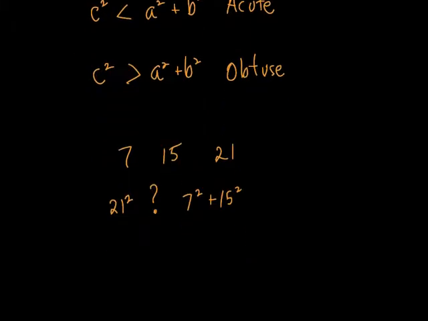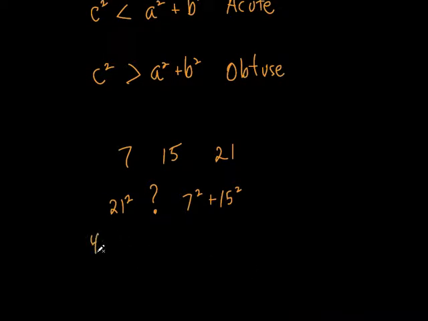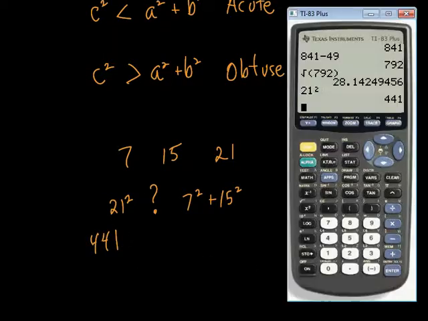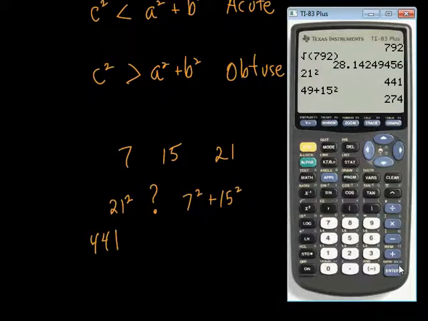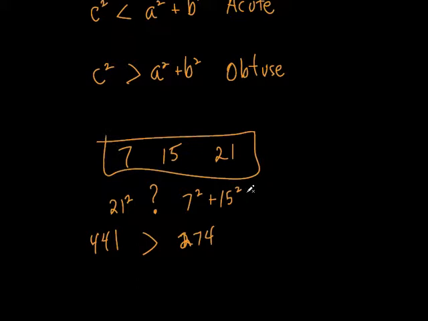Let's use a calculator and see what we get. All right, so 21 squared is 441. And let's do the other ones. 7 squared, that's 49. I know that already. Plus 15 squared, that's 225, but I'll square it anyway. And that equals 274. So 441 is greater than 274. So what kind of a triangle is this? It's obtuse. That's all you have to do.